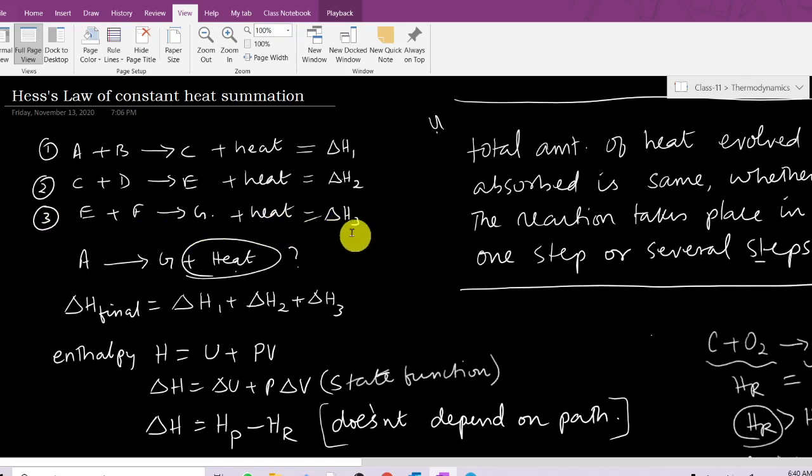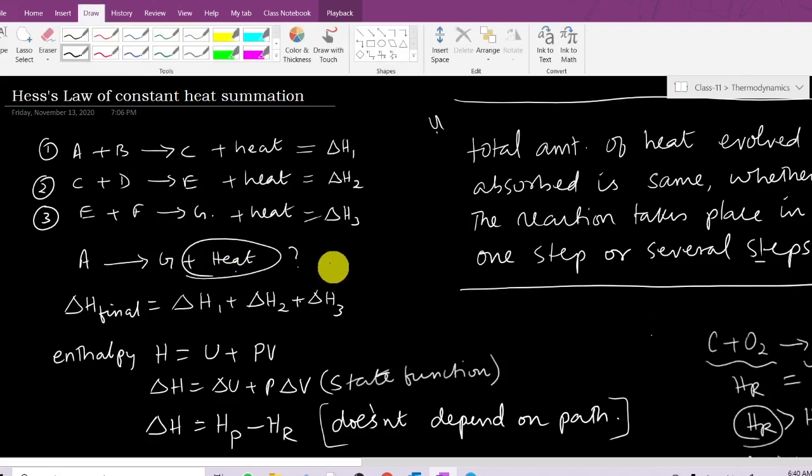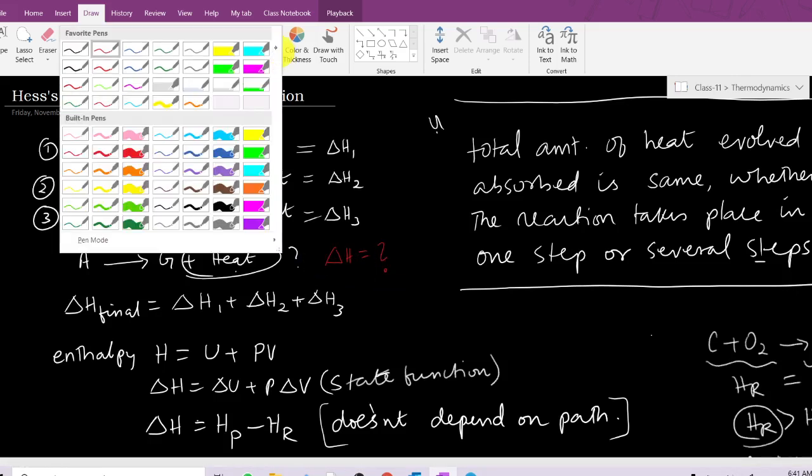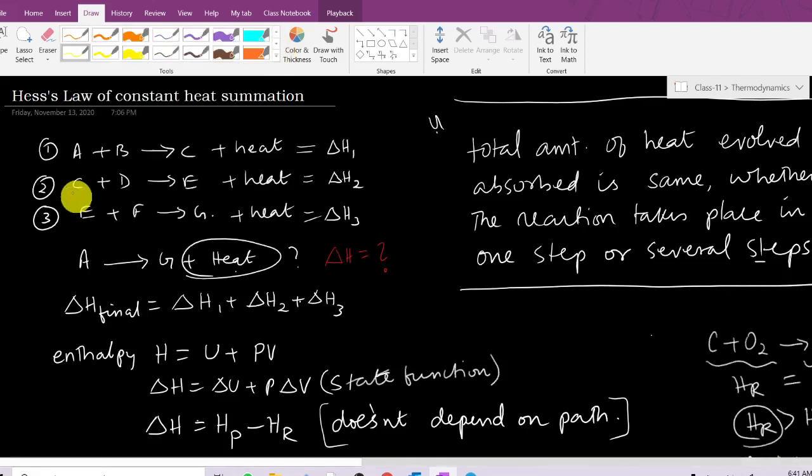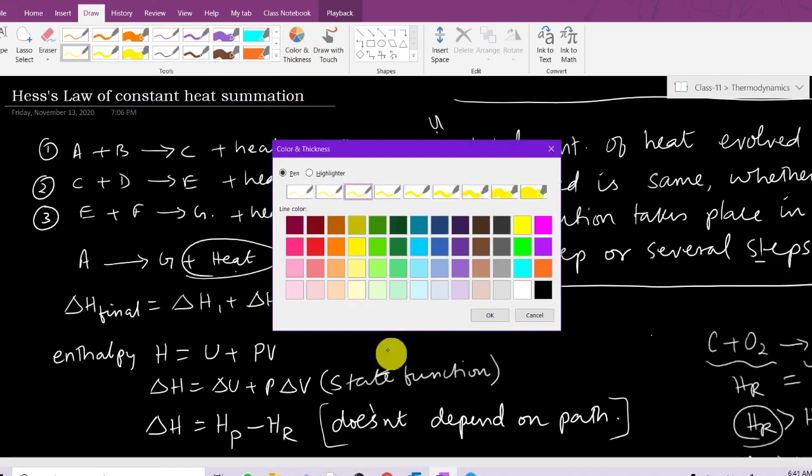delta H3. Now if you want to calculate the enthalpy change associated with the overall reaction, that is A is converted to G with some heat evolved, that is the question: how much enthalpy is released during the conversion of A to G? So delta H equals how much for this reaction? That is what we are going to see in this law.